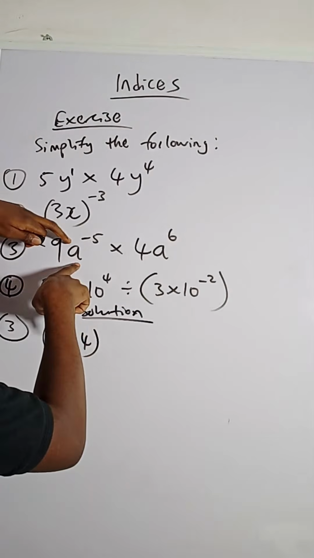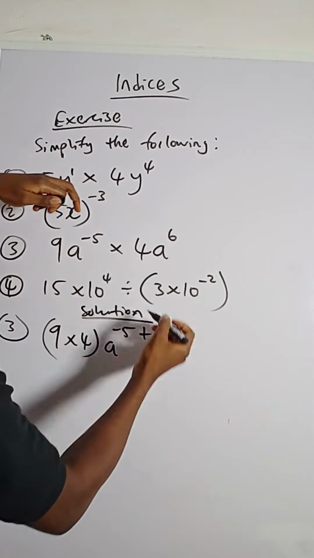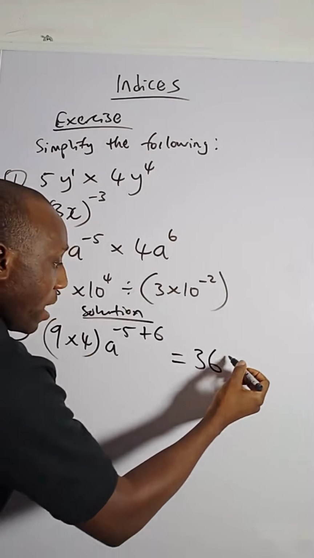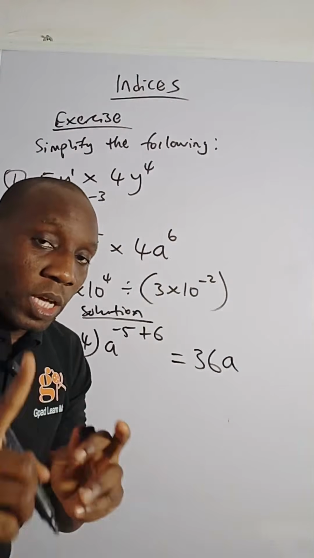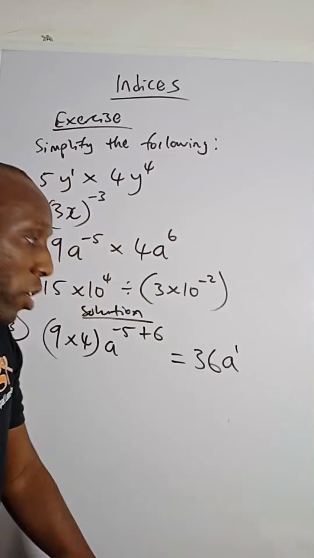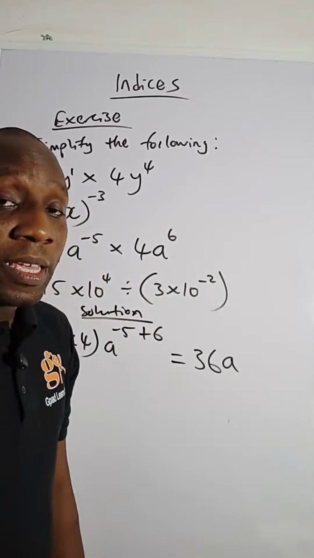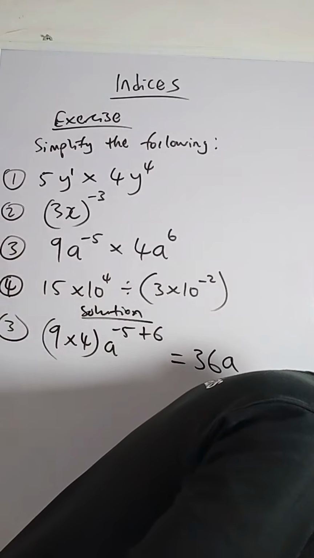Now use the law of indices for a raised to power negative 5. Because we are multiplying, you add, then raised to power 6, all right? And this is equal to 9 times 4, which is 36, A raised to power what? Negative 5 plus 6 is what? 1. So this is the answer. You can just do away with the 1 and say, yes, the answer is 36A. And you'll be well on your way to the right answer.